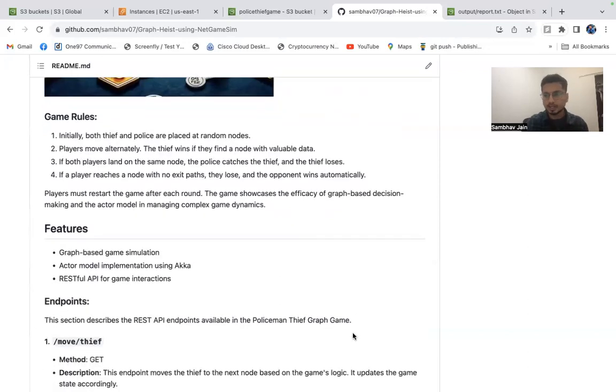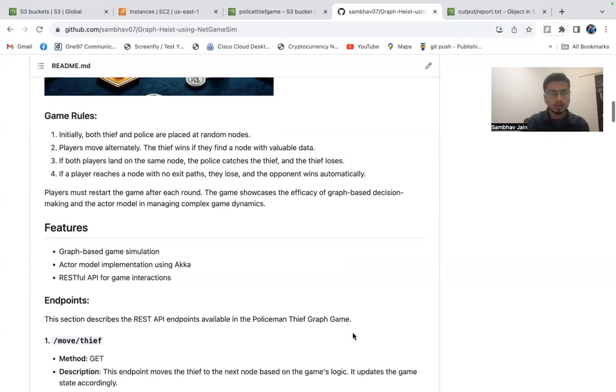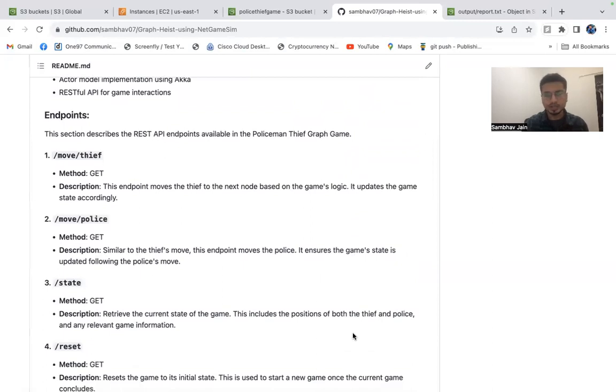The features we have: first, it's a graph-based game simulation. Second, it's an actor model implementation using Akka, which is very effective here because we do not want the server to stop, and it essentially helps us achieve asynchronous execution. And we have RESTful APIs for the interactions here. While the server is up and we are exposing the endpoints to the players, they can hit the endpoints and play the game. There are four crucial endpoints in this game.